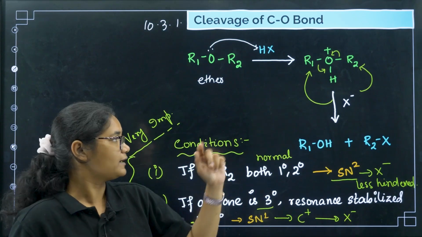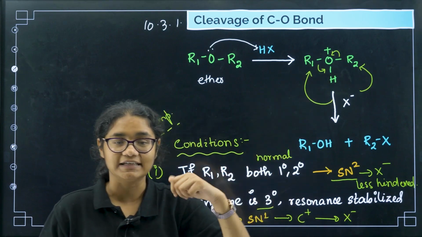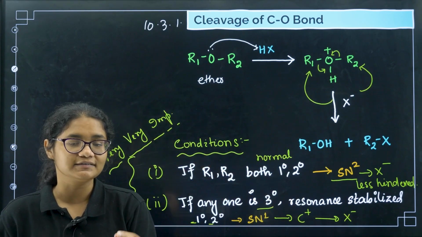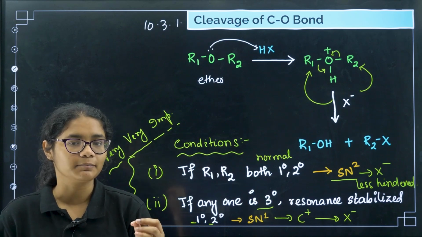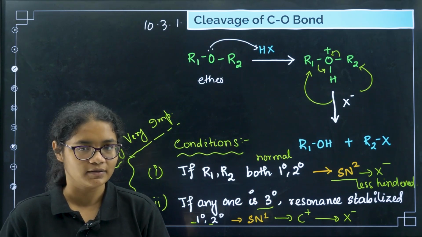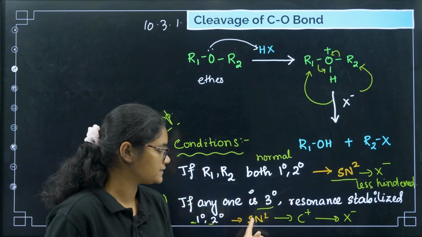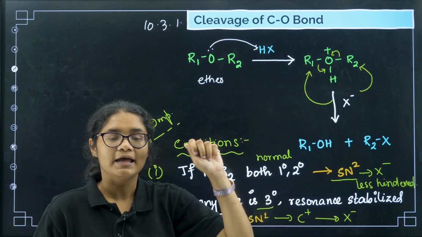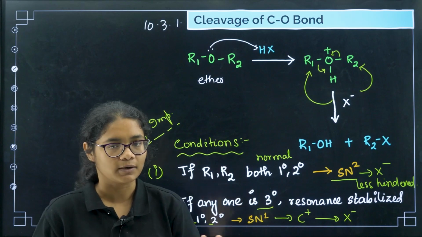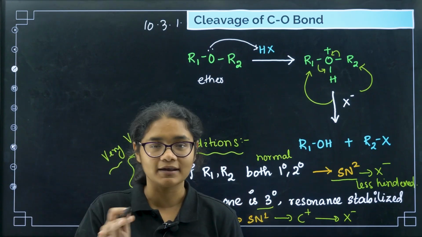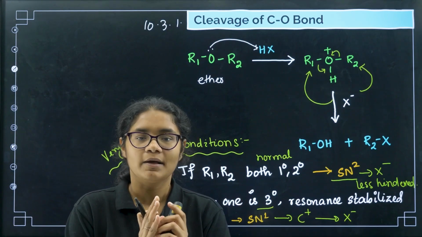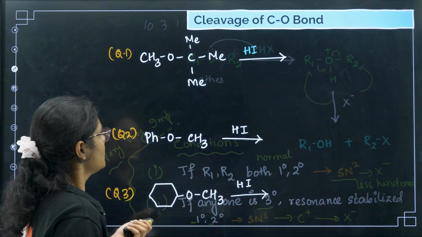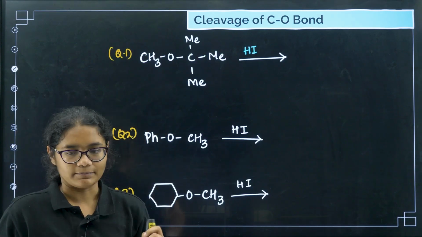Now if one of R1 and R2 is either tertiary or resonance stabilized, then that part will form the carbocation, and the reaction follows SN1 mechanism, and X minus will attack on the carbocation. I think it will be very confusing for you, but do not worry, we'll do it with an example and it will be very clear. So now let us see this example.